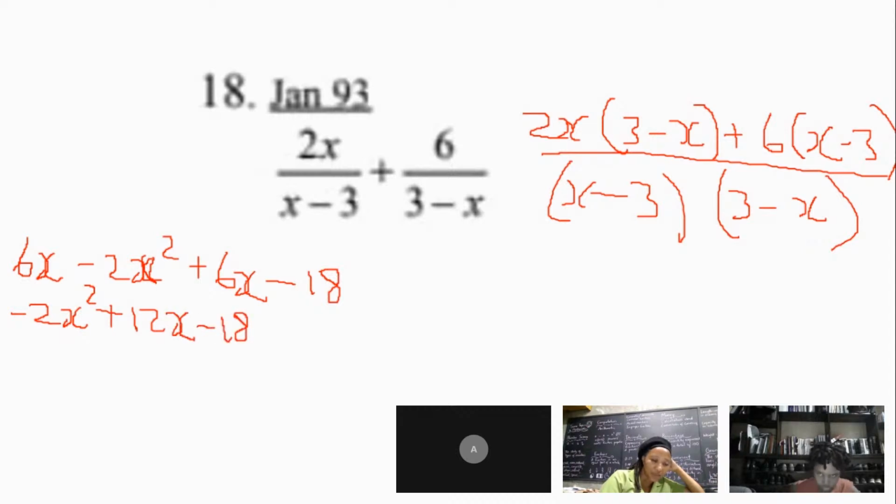All right. Simplify it. Reduce it. Okay, miss. So one thing that can go into all of them is 2. So 2 into negative 2x squared is negative x squared, and 2 into 12x is positive 6x, and 2 into negative 18 is negative 9. Yes, miss. Can that be factorized?